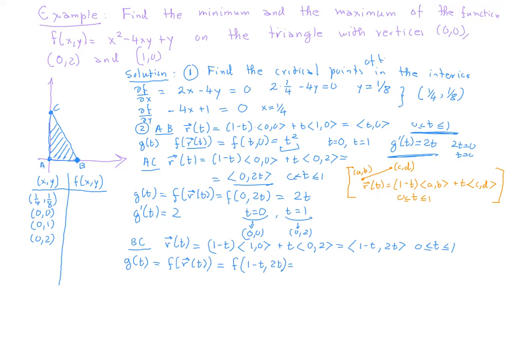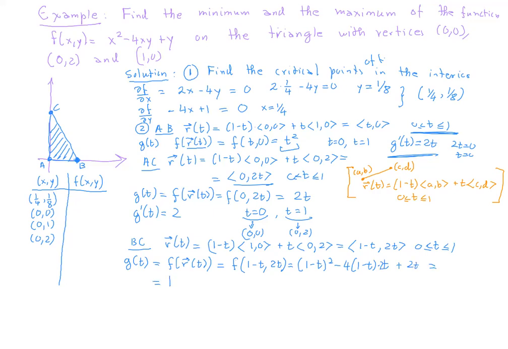So plug them into your formula. Let's show now the whole thing. It's going to be 1 minus t squared minus 4 times 1 minus t times t, right? So wherever I see an x, I put 1 minus t. Wherever I see a y, I put 2t, plus 2t. Let's work this out a little.